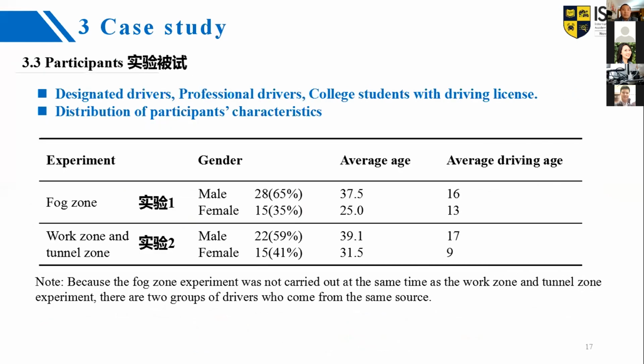Here are the participants in this study. The participants are chosen from the group of the designated drivers, professional drivers, and college students who have driver license. The distribution of the participants' characters is generally consistent with that of drivers nationwide. In general, 43 persons participated in the fog zone experiment, and 37 persons took another experiment, which contains the work zone and tunnel zone.